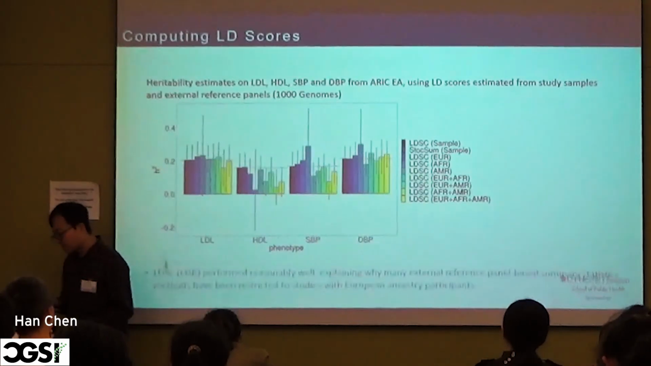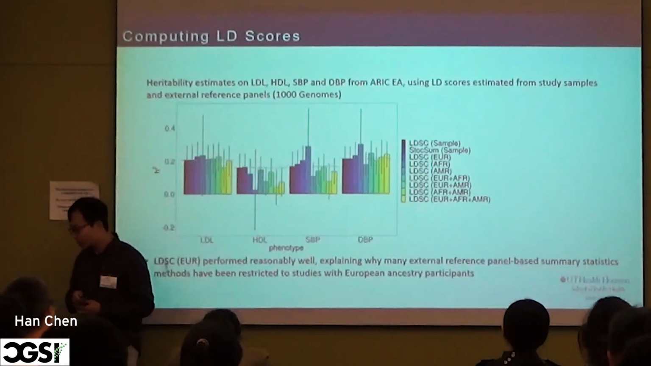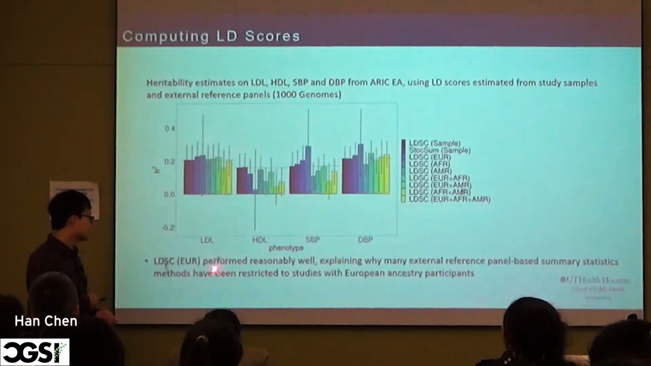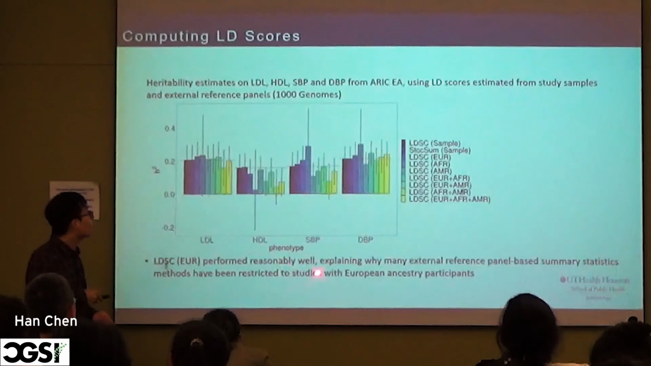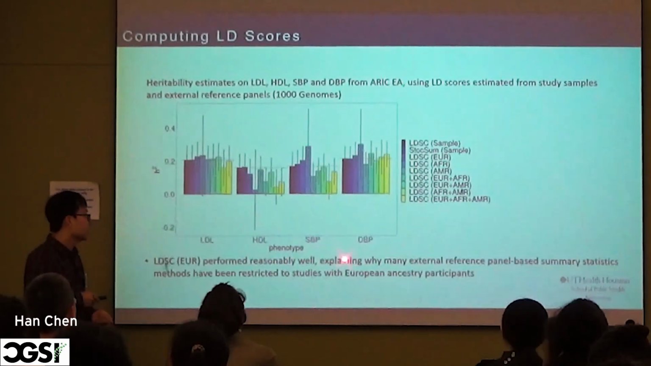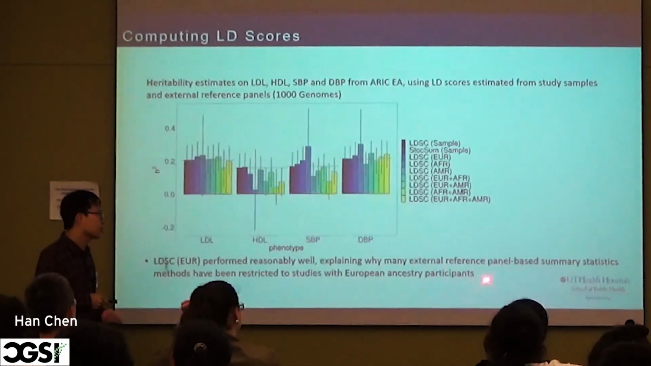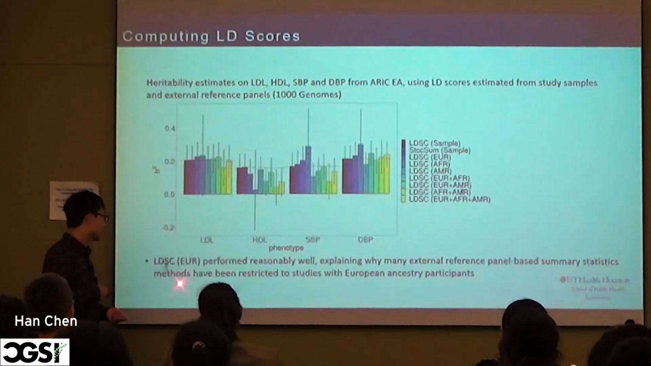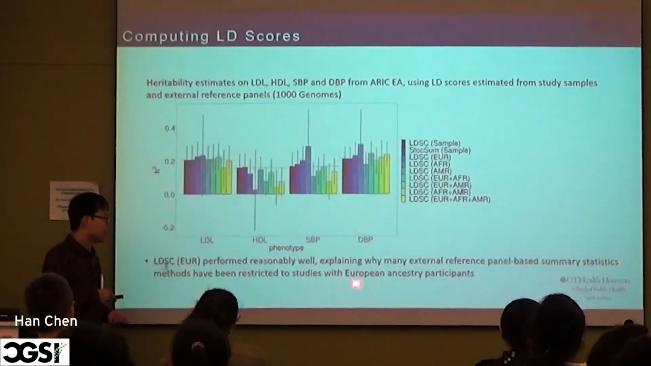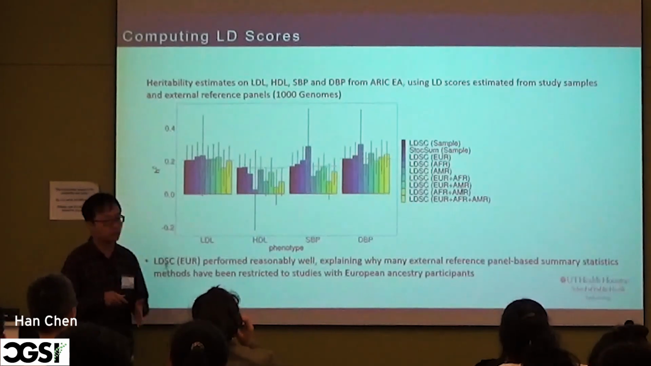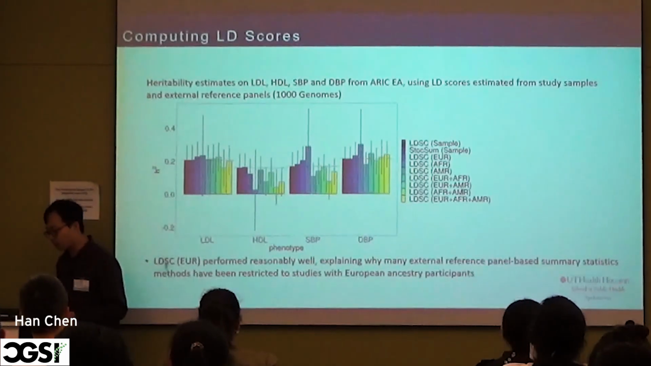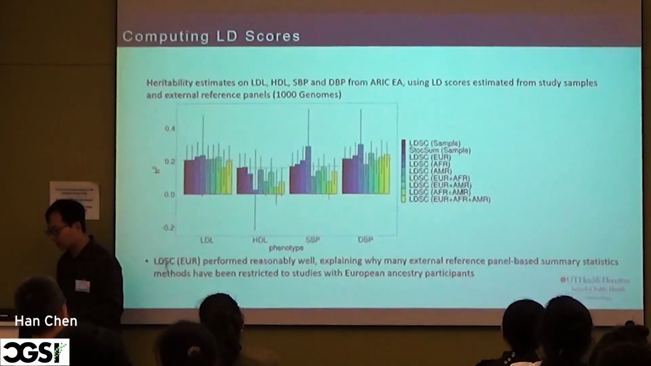So the take-home message here is that if you use European populations as external reference panel, it performs reasonably well for European Americans. This explains why many external reference panel-based summary statistics methods have been restricted to studies with European ancestry participants, because when you apply them to underrepresented populations, the performance was not good.